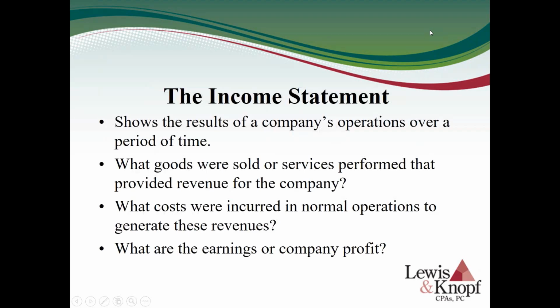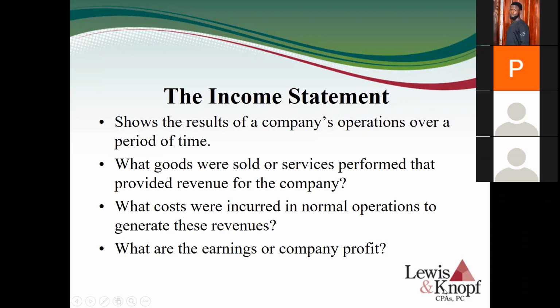So let's go to the second one, which is the income statement. It shows the results of a company over a period of time. What goods were sold or services performed that provided revenues for the company? So this tells us how the operations of the company are doing. How did they perform? What goods have been sold? What costs were incurred in normal operation to generate the revenue?